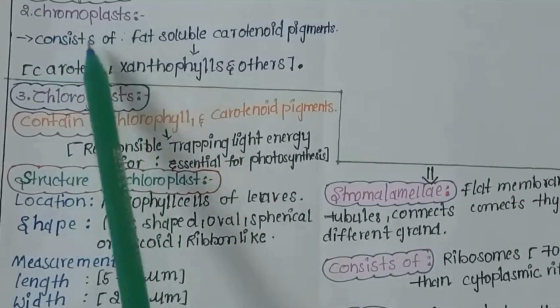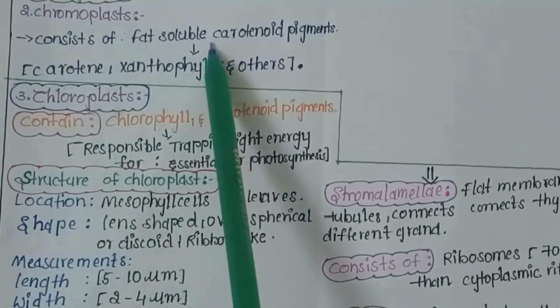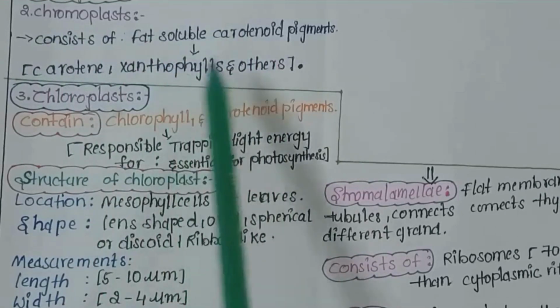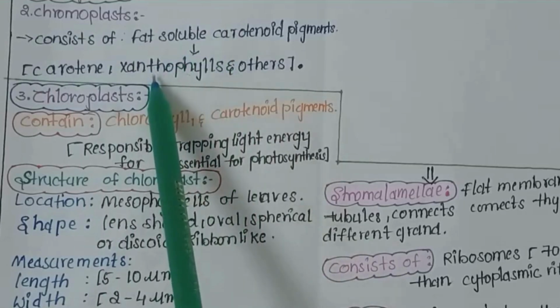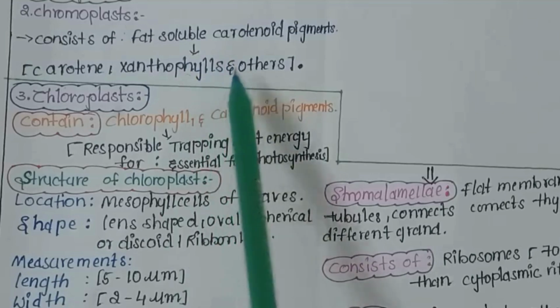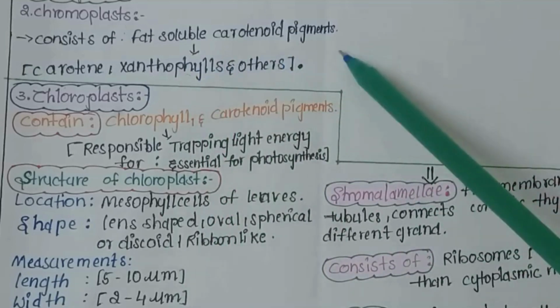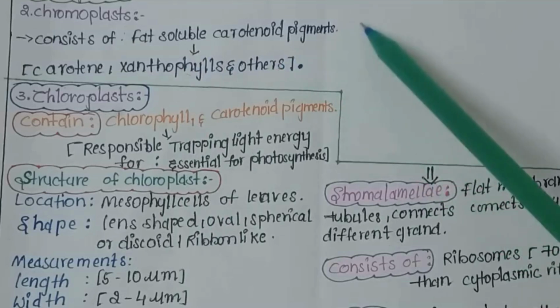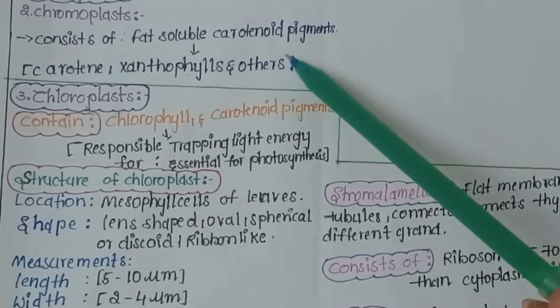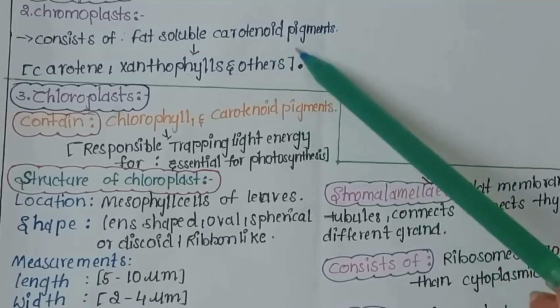these chromoplasts consist of fat-soluble carotenoid pigments like carotene, xanthophyll, etc. These produce colors like yellow, orange or reddish orange in the ripening fruits, because here the chloroplasts are transformed into chromoplasts, which give color to the ripening fruit.